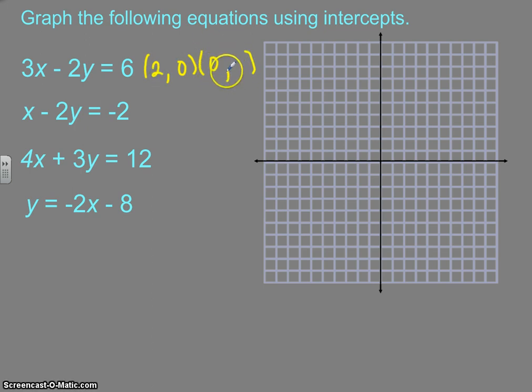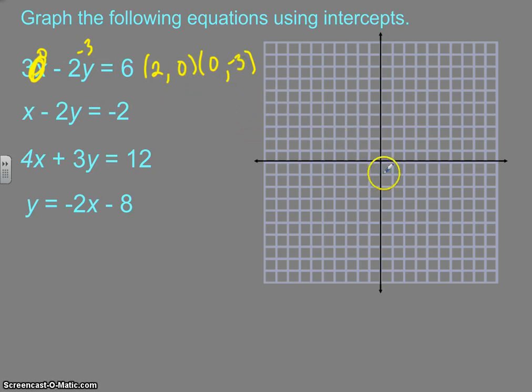Now let's look at this. The y-intercept is where x is 0. So if I plug in 0 for x here, 3 times 0 is 0. That goes away. So -2y equals 6. What does y have to be? Well, I think y has to be -3, doesn't it? To make +6. So the y-intercept is 0, -3.